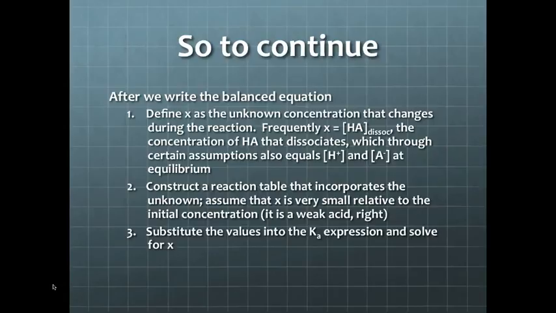We then construct a reaction table that incorporates the unknown, assuming that X is very small relative to the initial concentration. It's a weak acid, right? Then we substitute the values in the Ka expression and solve for X. Looks a lot like the equilibrium concentration problems we did earlier.